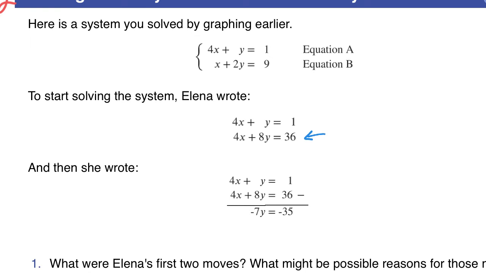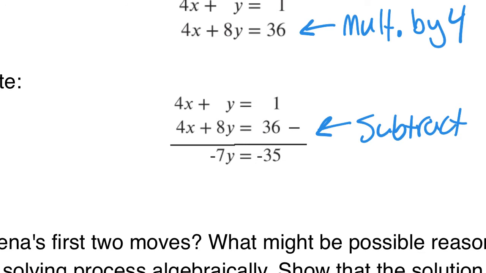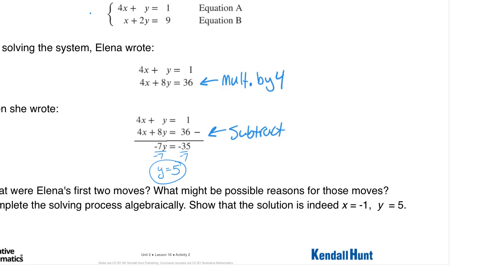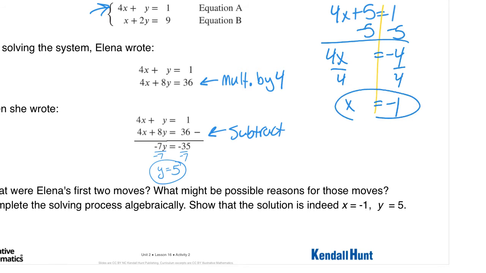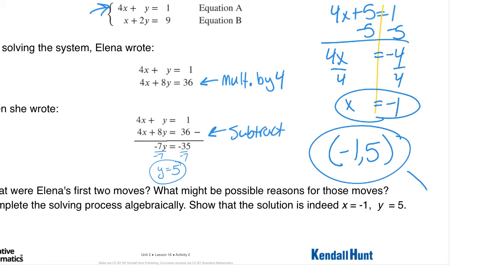In Elena's first step right here, it looks like she multiplied the second equation by 4. And it looks like she did that so that she could subtract the two equations and eliminate the x variable. Now to finish solving this, we could divide both sides by -7, and there we get y to be 5. Going back to the beginning, I would plug that into the first equation. You could do either, but I'll do the first one and plug in 5 for y, and there I get x to be -1. So as an ordered pair, it'd be -1 comma 5, which it told us right here was the solution, so we verified that.